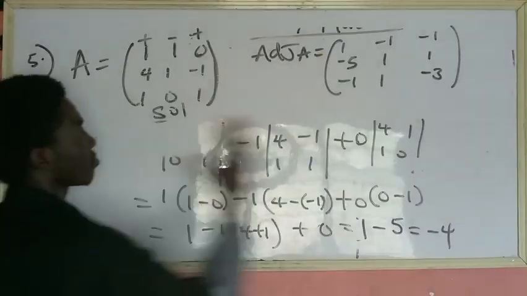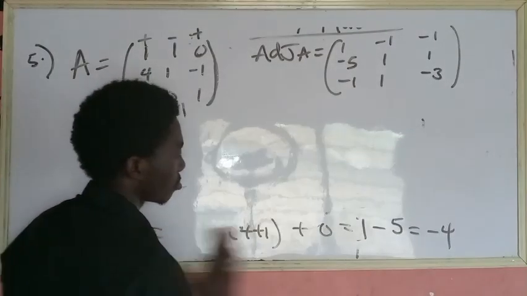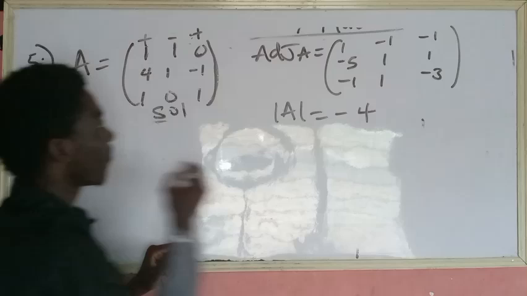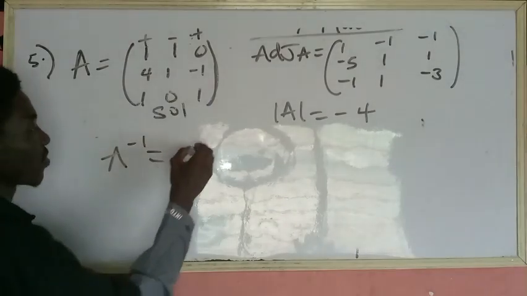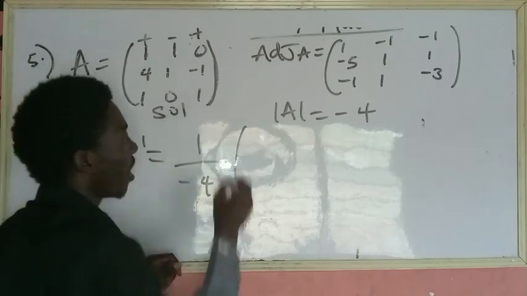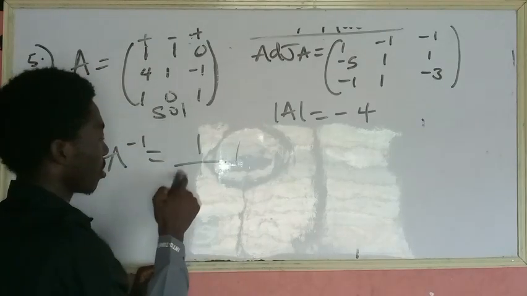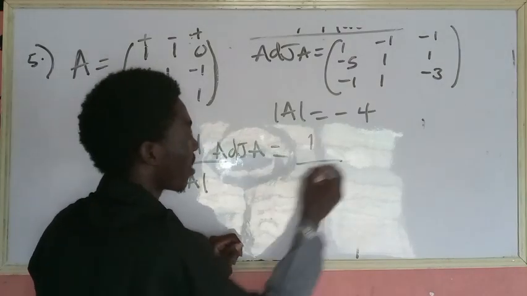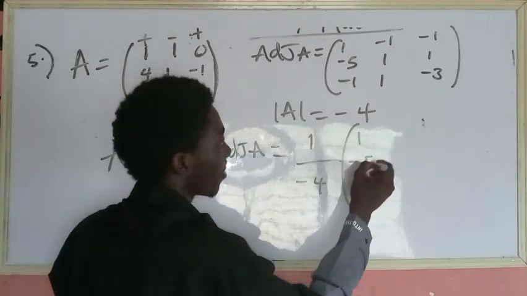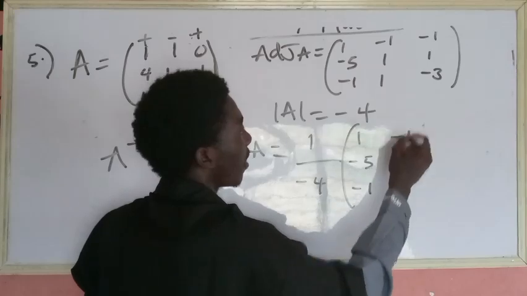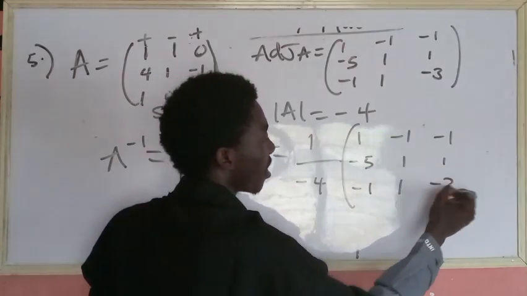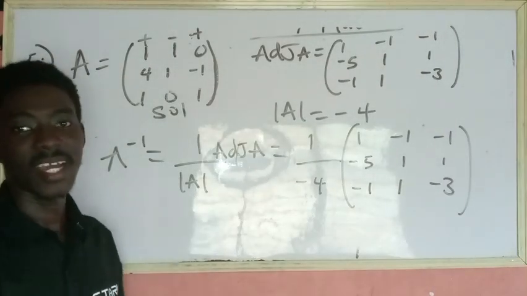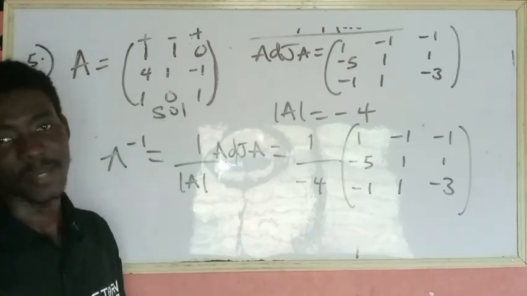So in that case, the determinant is equals to minus 4. That means my A inverse is equals to 1 over minus 4 and the adjoint of A. And that is 1 over minus 4, 1, minus 5 and minus 1, minus 1, 1 and 1, minus 1, 1 and minus 3. So that will be the end of my video on inverse of matrix. Inverse of matrix is defined as the adjoint times 1 over determinant. Thank you.